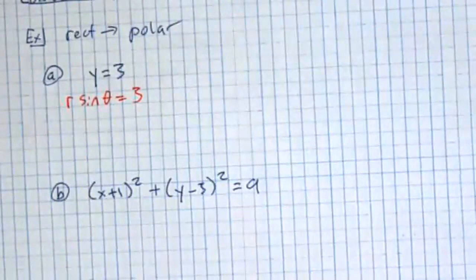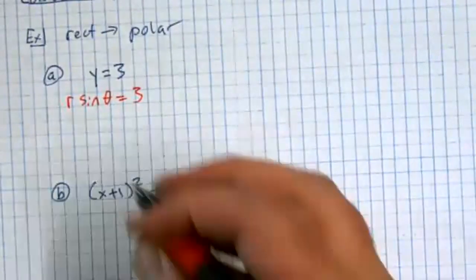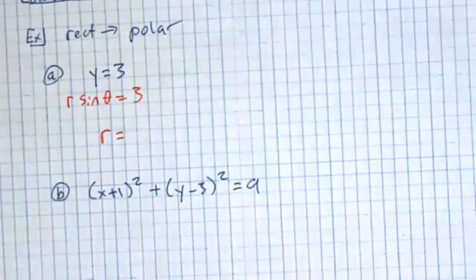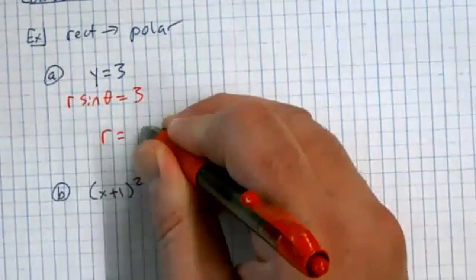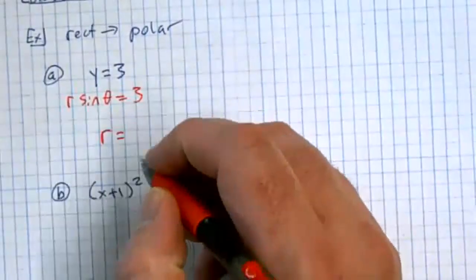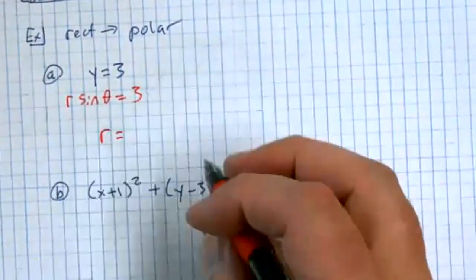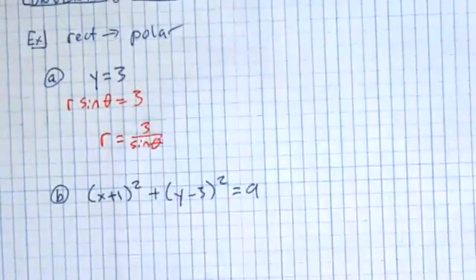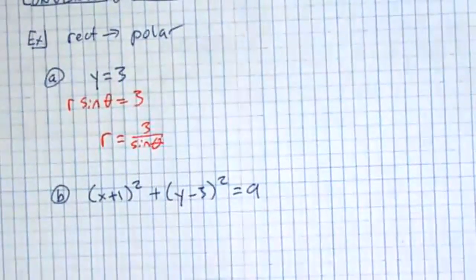And again, if you can get it into a function of r in terms of theta, in other words, get r by itself, then go ahead and do it. Could you make this say r equals something? What would it say? R equals, how would you get rid of this sine theta? We could divide by sine theta on both sides, right? So we'd end up with 3 over sine theta. Yeah, that's good. R equals 3 over sine theta.